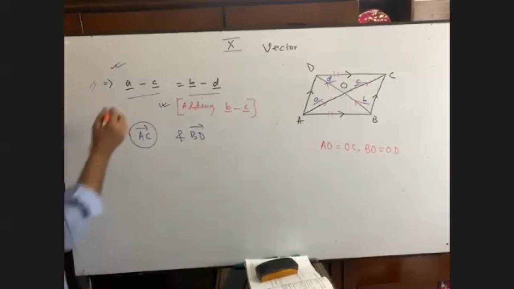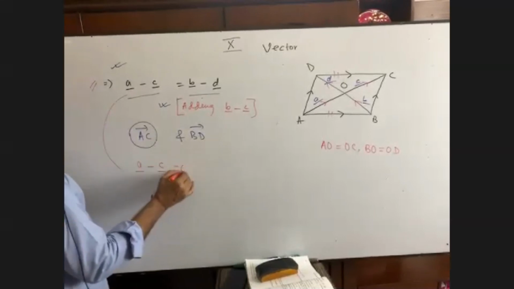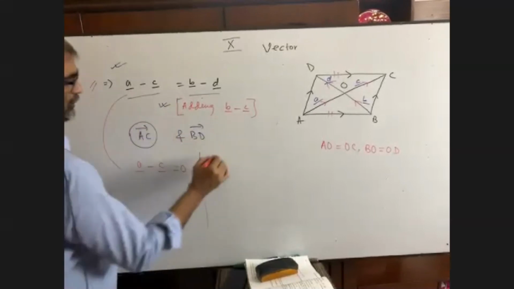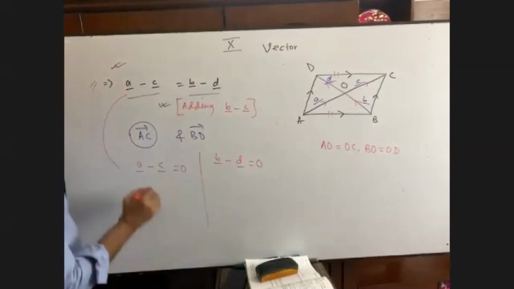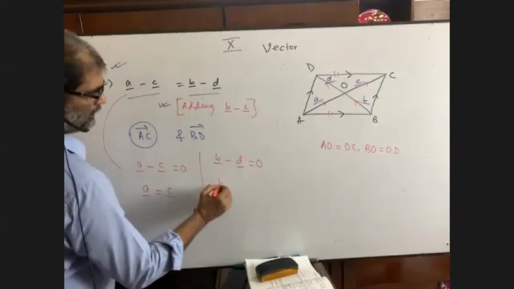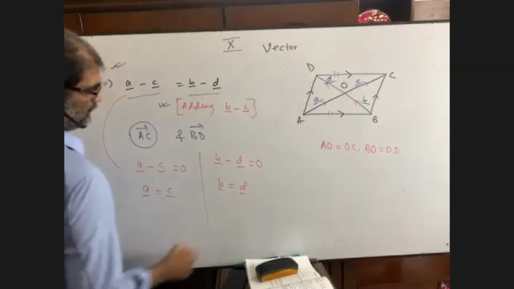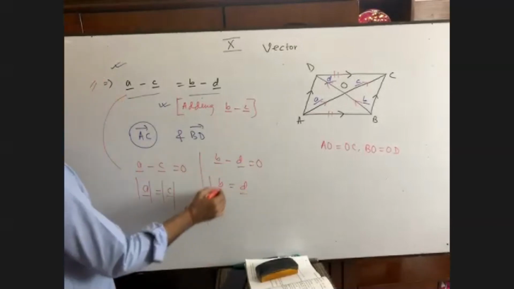That means we can write here, they are zero vectors means A minus C equals 0. That means B minus D equals 0. So we are getting here A equals C. We are getting here B equals D. So then we can write here their absolute values are equal. So we are done.